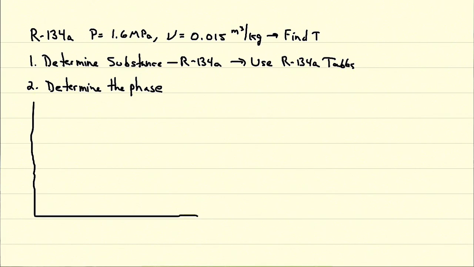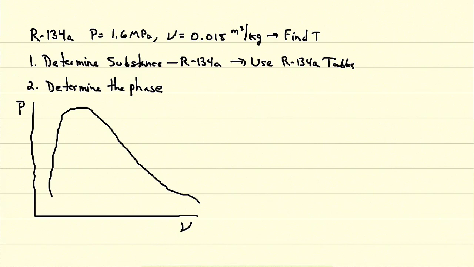So this is pressure here, and this is specific volume down here. And then, of course, we draw on here our saturation dome. Okay. And we know, for example, that our pressure is 1.6 megapascals.